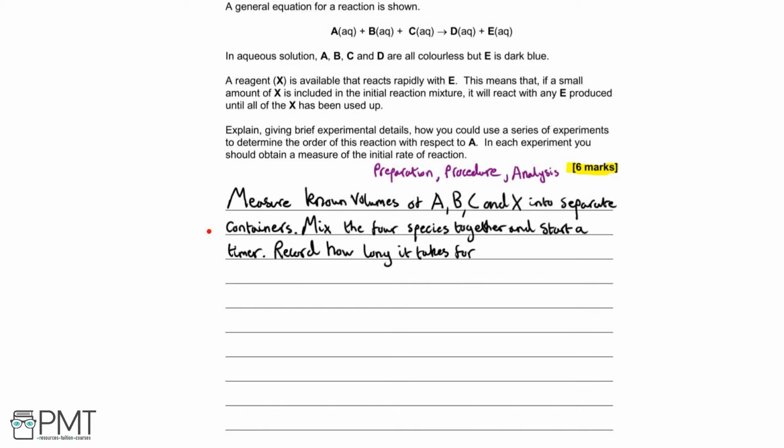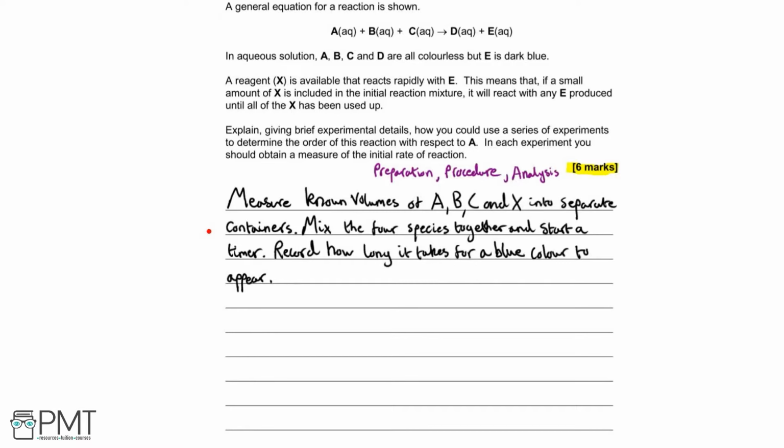Now, there are a few ways of determining when the blue color has appeared in order to make it less subjective. Obviously, it can be done subjectively by just looking at the reaction vessel and allowing it to be subjective like that. But you could also use a disappearing cross method or a colorimeter to make it less subjective and determine a more objective point as to when the blue color has appeared, beyond just simply looking at the reaction vessel.